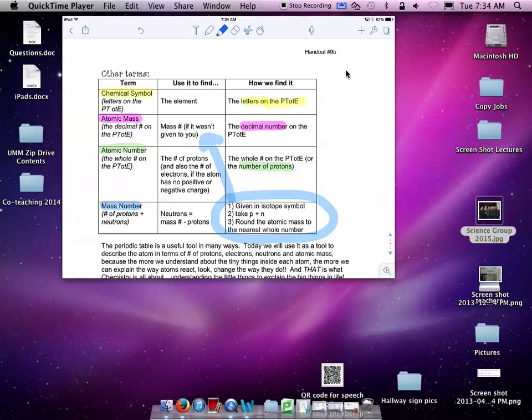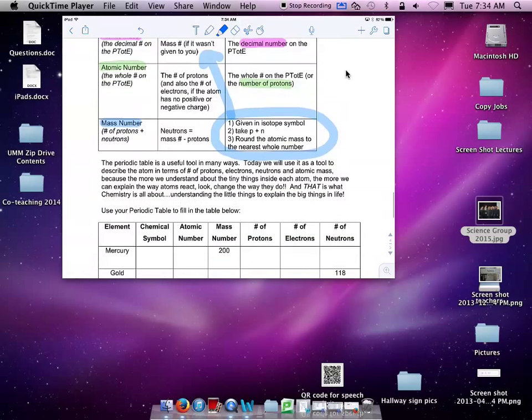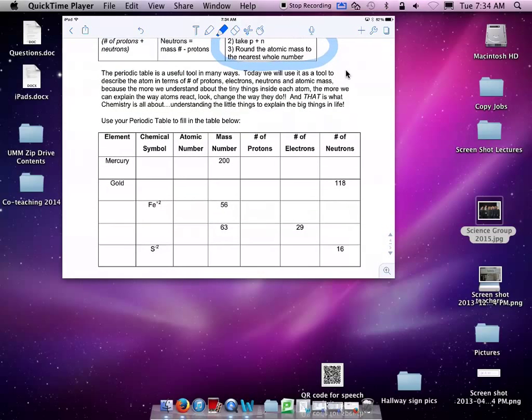So that's some information that's going to help you understand your periodic table a little bit more. As a chemist, the periodic table is super useful. Today, you're going to use it as a tool to describe the atom in terms of the number of protons, number of electrons, number of neutrons, and the atomic mass. Because the more we understand the tiny things in an atom, the more we can explain the way atoms react, the way they look, the way they change, all the things they do. And that's what chemistry is all about: understanding the little things to try to explain the big things.